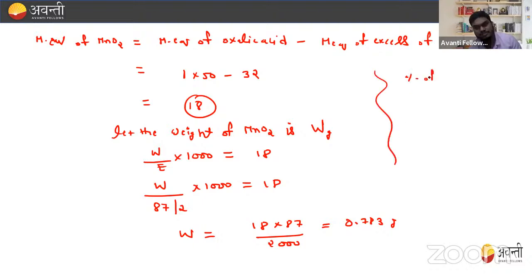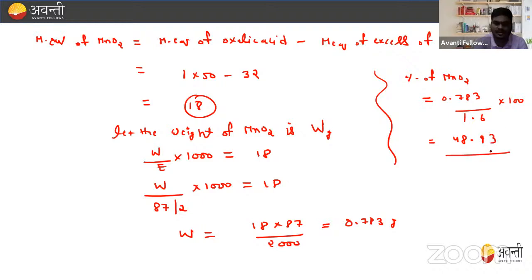So in this question, what do they ask? Percentage. So the percentage of MnO2 is equal to 0.783 gram divided by 1.6, into 100. So it comes out to be 48.93. So this is the absolutely correct answer, right?